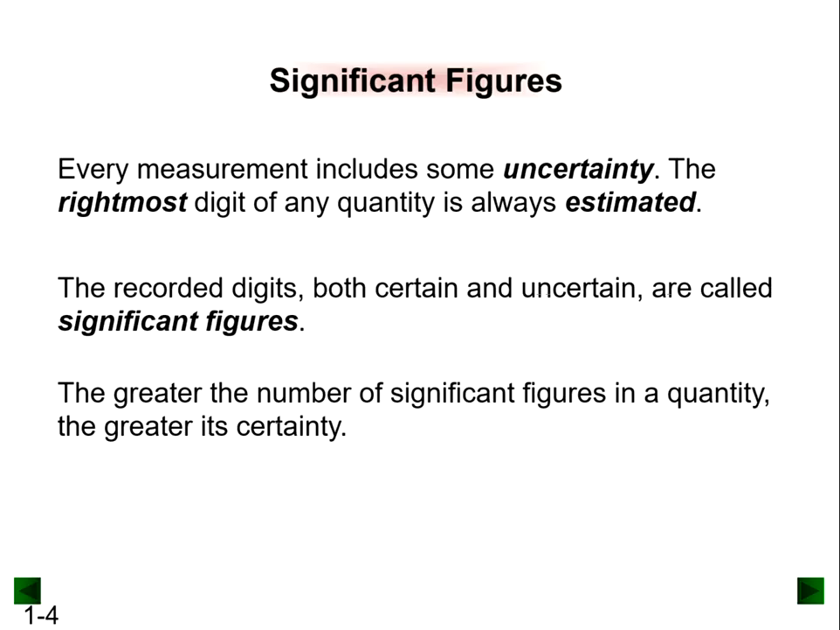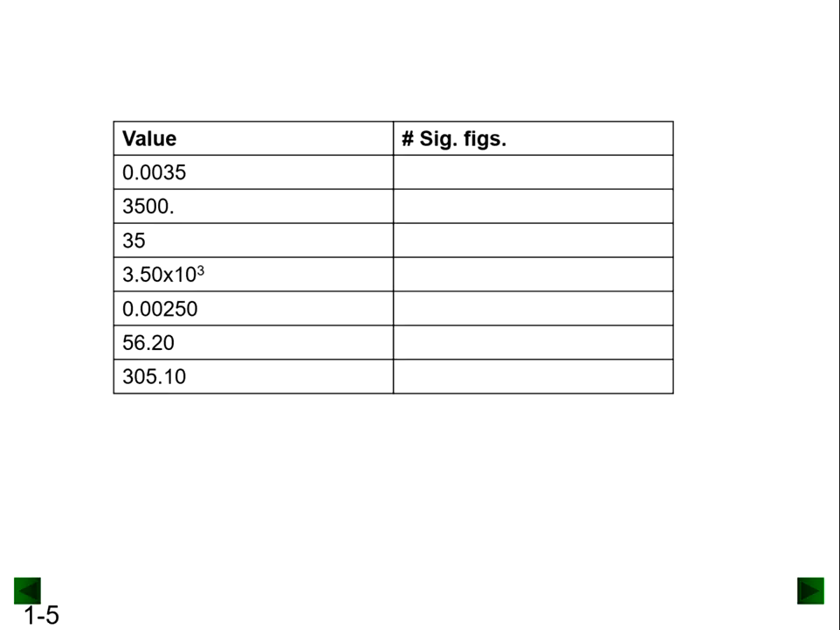So we want to know, when we look at a number, what values tell us something. So we need to be able to know how many significant figures we have in a numerical value. So here's a table. And at this point, you should pause the video and look at each one of these values and tell yourself how many significant figures are associated with each of those numbers. And then once you turn the video back on, we'll move on to the correct answers.